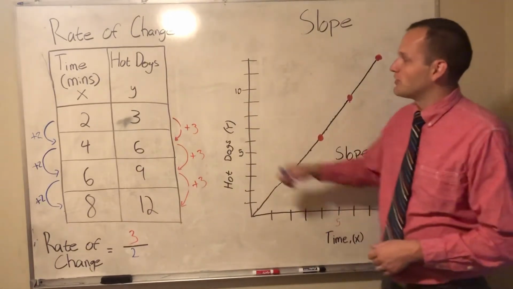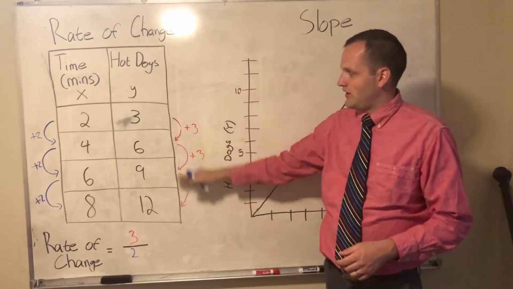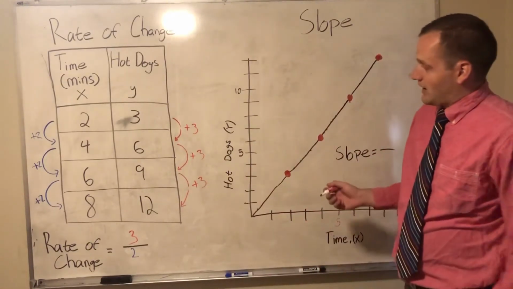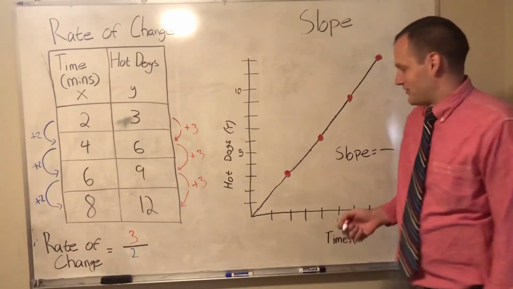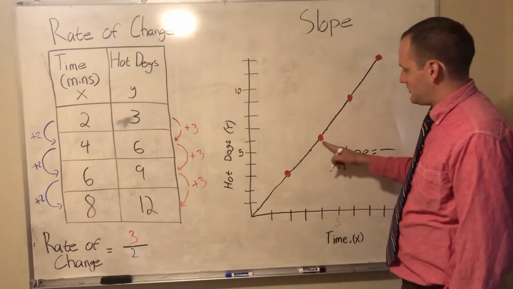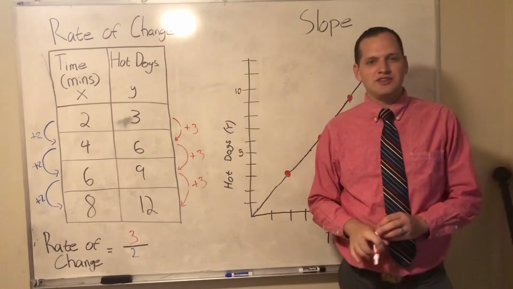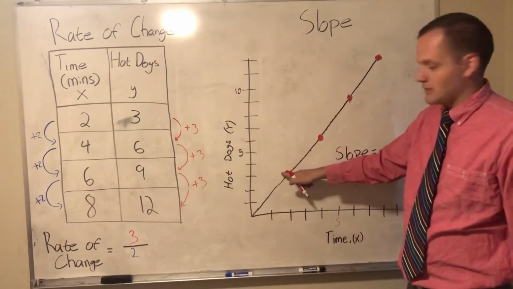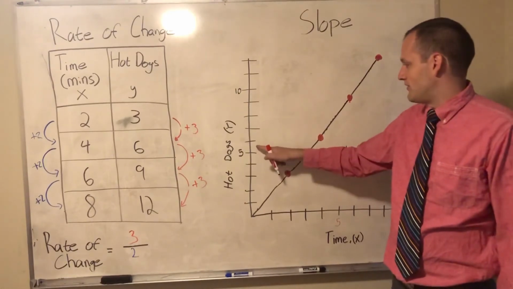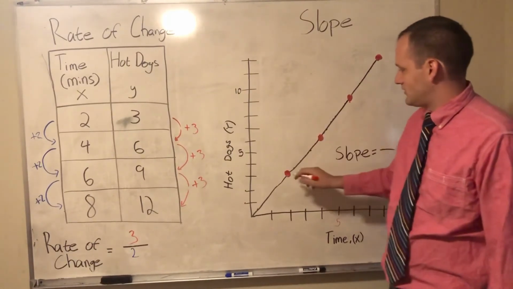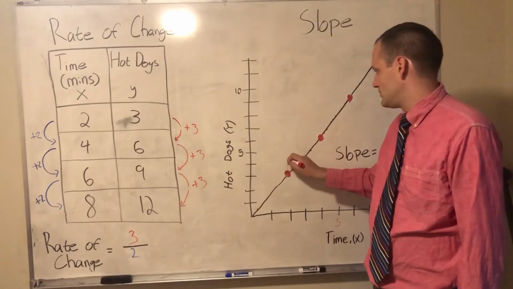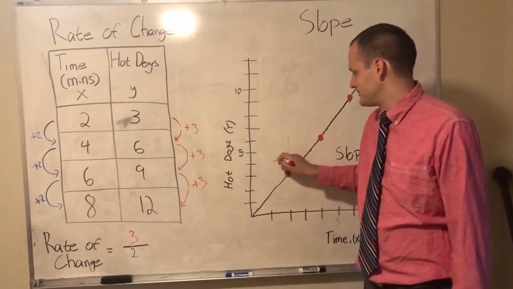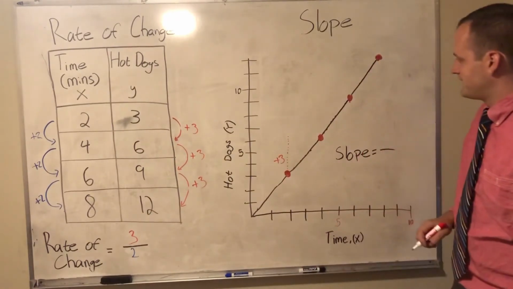So, let's start with the same variable as we did over here, our y values. We need to look at what are my y values going up by every time. So from this point to this point, what is the change in my y values? The y values here are 3, and the y value here is 6. To go from 3 to 6, what do I have to add? 3.